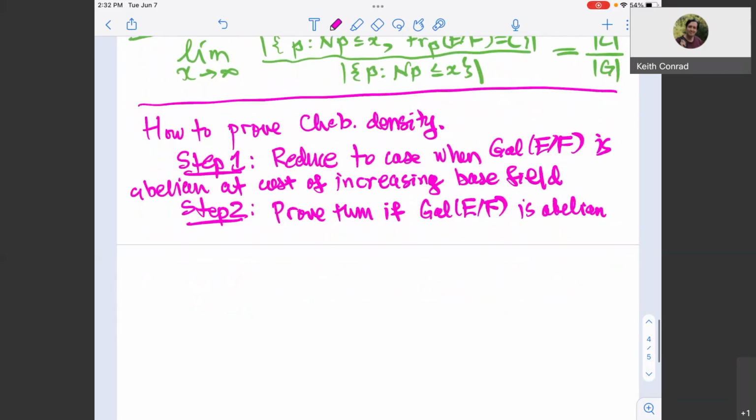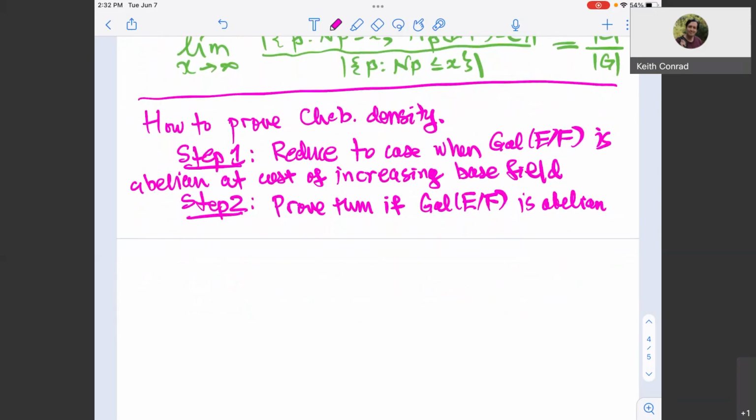So I want to sketch how these two steps go. How do you reduce yourself to the case of a cyclic extension? If your Galois group is not already cyclic, maybe it's highly non-abelian, how do you reduce to the case of an abelian or in fact cyclic extension?